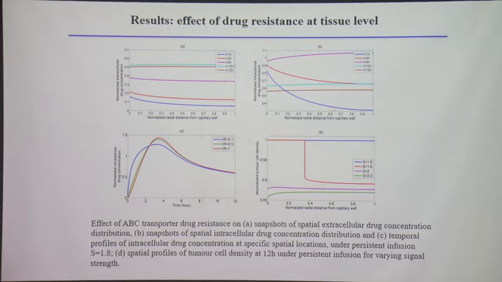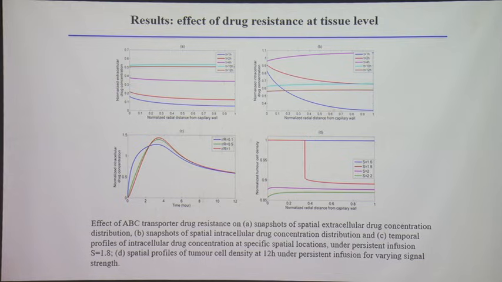And if you look at panel B, I think that is for different times. So these are the normalized intracellular drug concentrations at different times. If you look at 1 hour, this is the blue line. Initially there is a reduction of the drug concentration along the distance from the capillary wall. But then these trends actually change over time, because at the later times, it follows the pattern of the extracellular drug concentration.